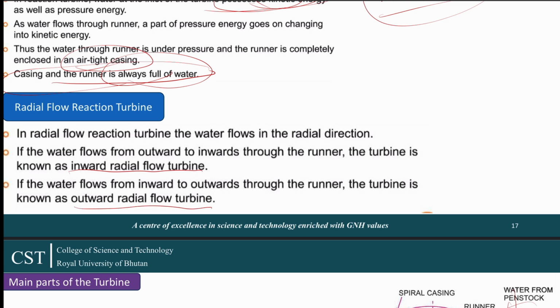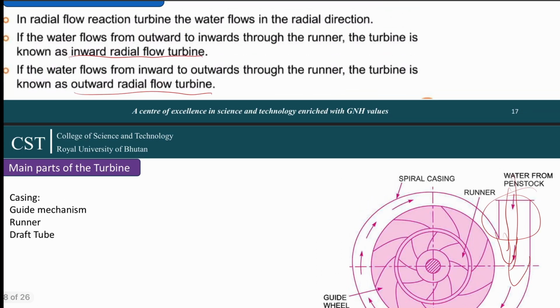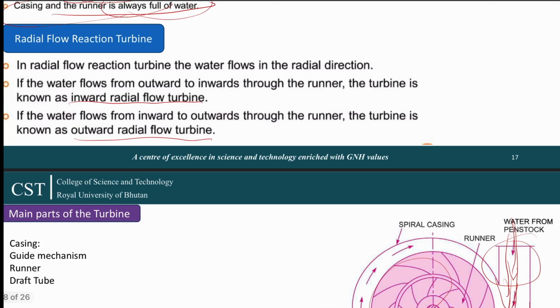In the inward flow reaction turbine, as in this example, the water is made to flow from the outside part to the inside part, and this is known as an inward radial flow turbine. Whereas the outward radial flow turbine is just the opposite of the inward radial flow turbine.